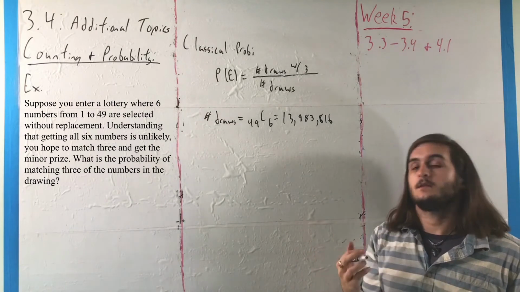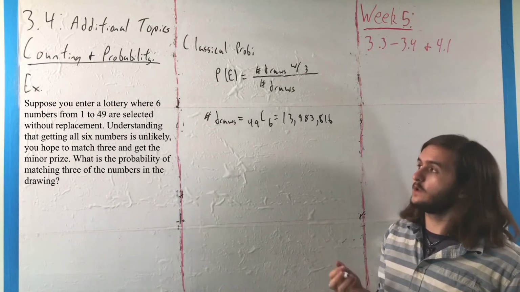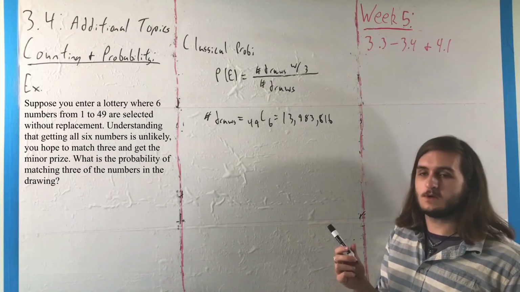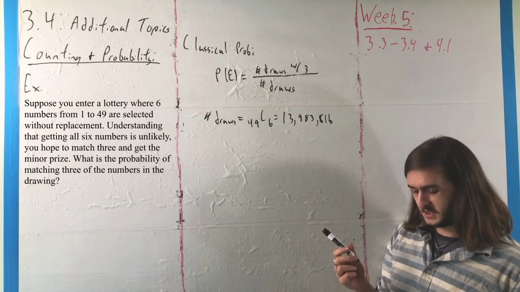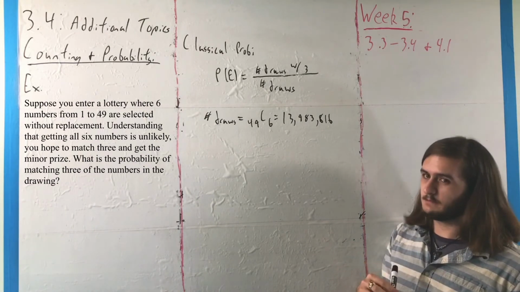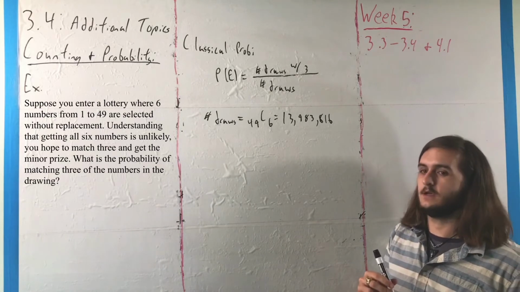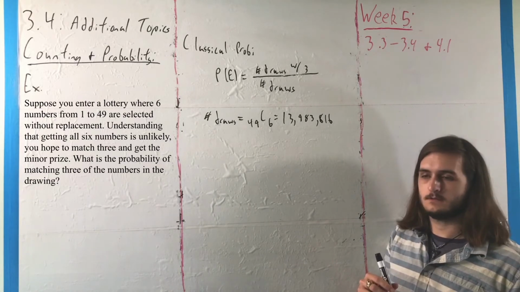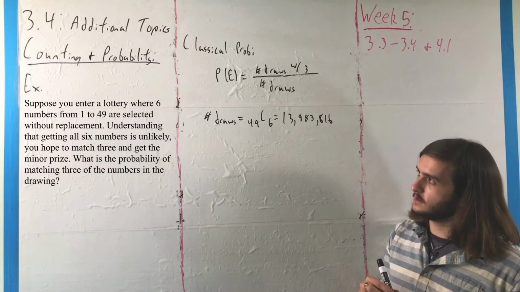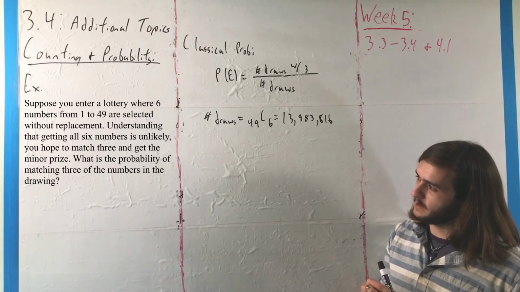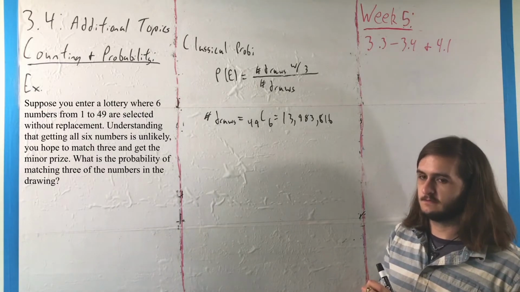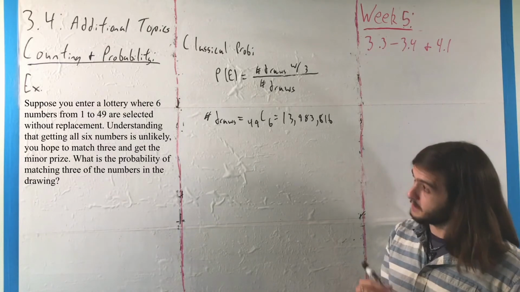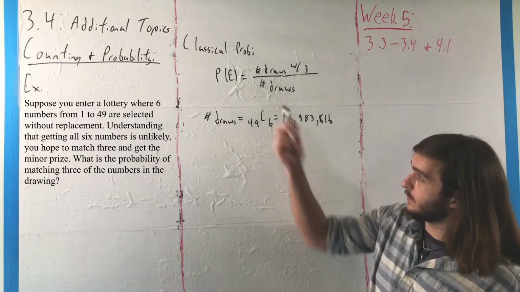And if you want to win the major prize, you want to win the whole lottery, the number of ways to win would just be 1. So it would be 1 over about 14 million that you win this lottery. Don't go bet your life savings on that. Probably not a good bet. But anyway, that's our denominator.